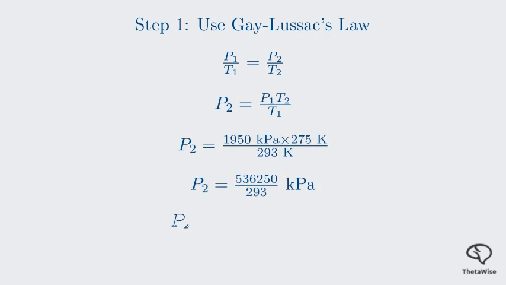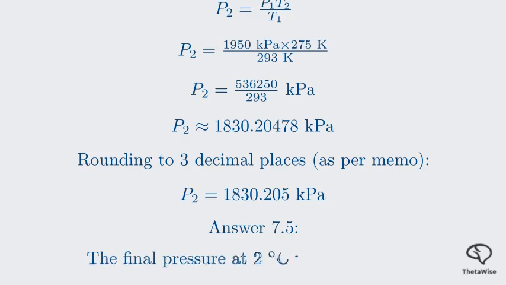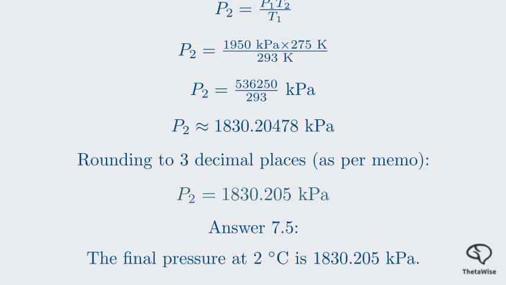Performing the calculation, the numerator is 1950 times 275, which is 536,250. Dividing that by 293 gives us approximately 1830.20478 kilopascals. The marking guideline rounds this to 3 decimal places. So, the final pressure, P2, is 1830.205 kilopascals. Therefore, the pressure at 2 degrees Celsius is 1830.205 kilopascals. We can see the pressure decreased, which aligns with Gay-Lussac's law, as the temperature decreased.